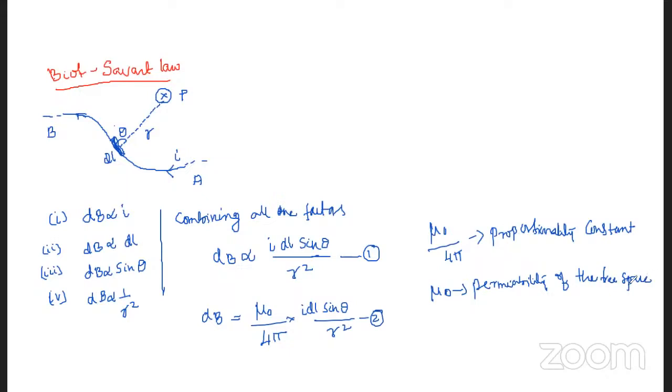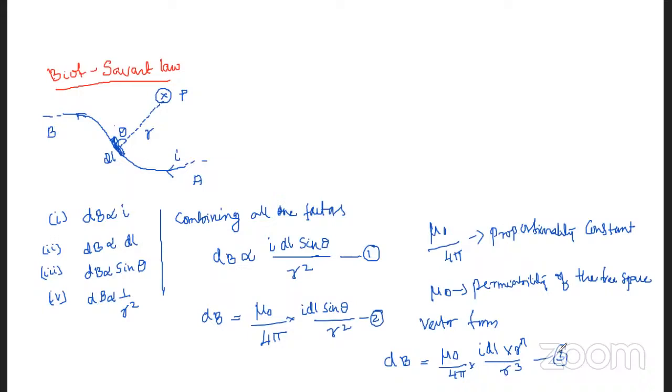Permeability of the free space we have. Now if you represent this in a vector form, we can write it as dB equals mu naught by 4 pi into I dl r cap by r cube. This is in a vector form we have.